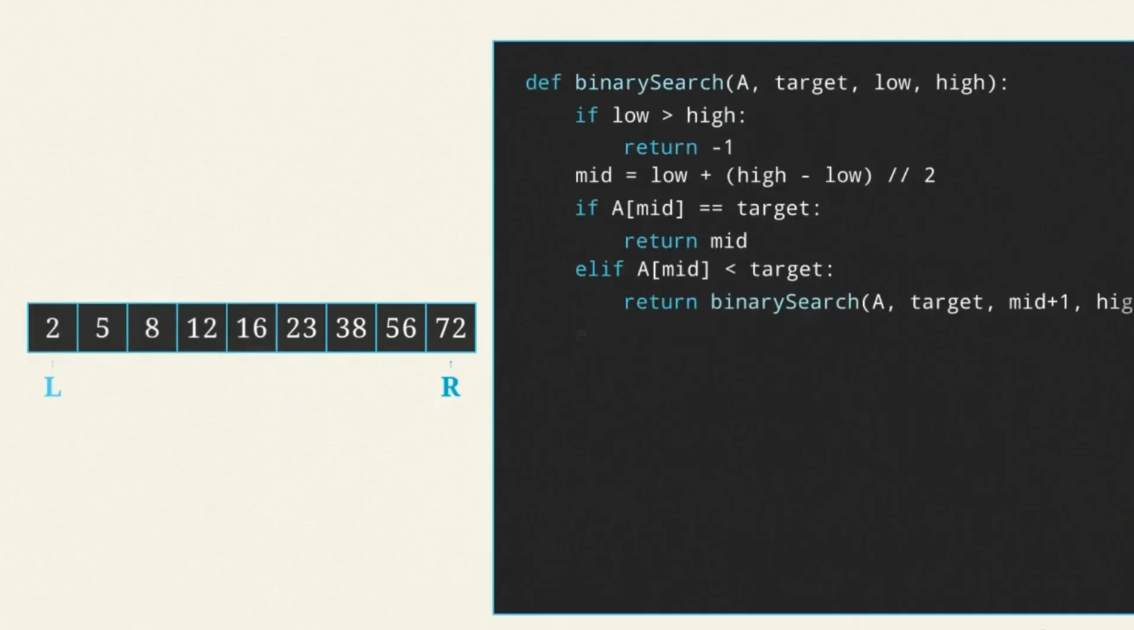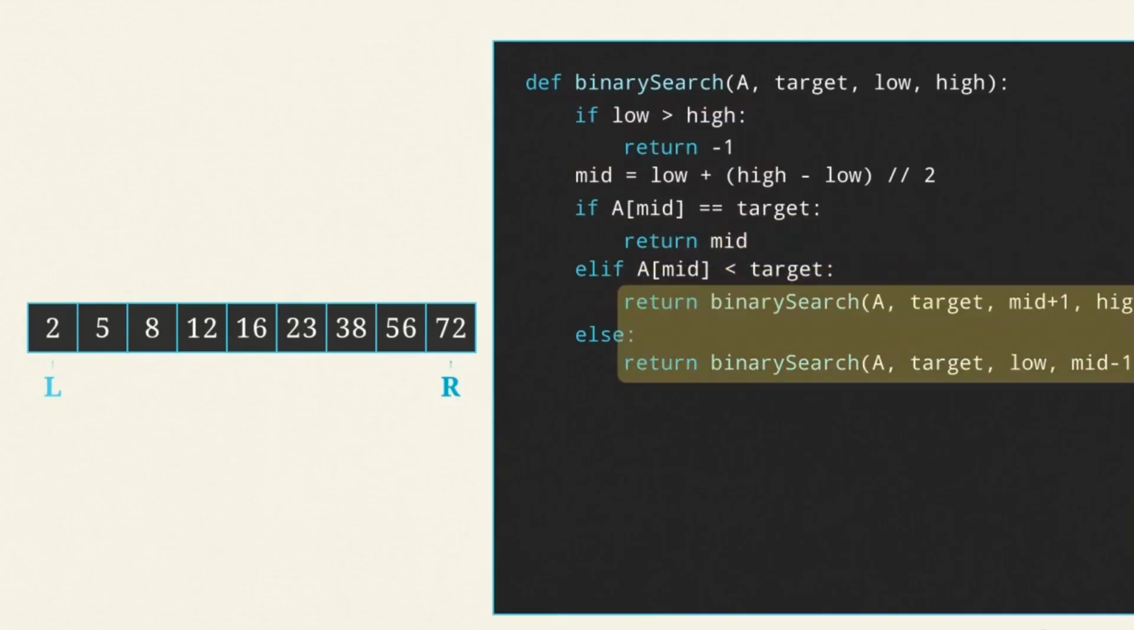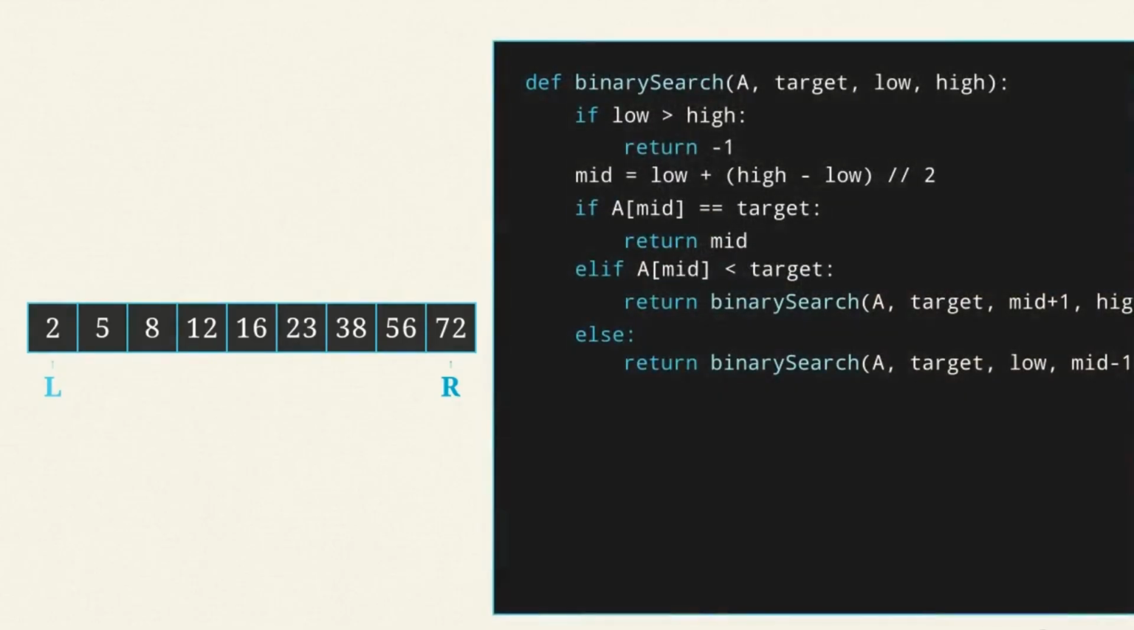The primary architectural alternative is recursion, where the search function calls itself. Recursion requires a base case to prevent an infinite loop. If the low pointer crosses the high pointer, the function terminates. Rather than mutating variables, recursive architecture preserves state. It passes the updated boundaries directly into a fresh function call.